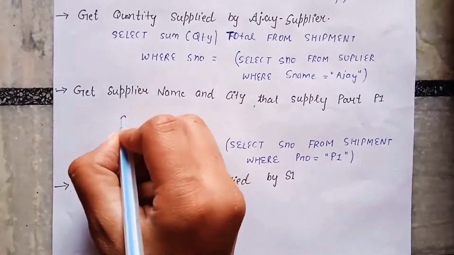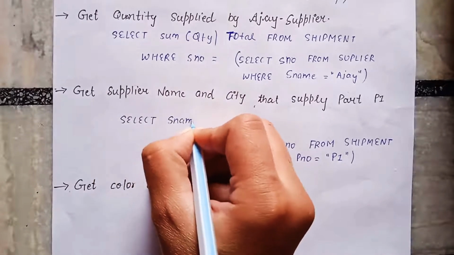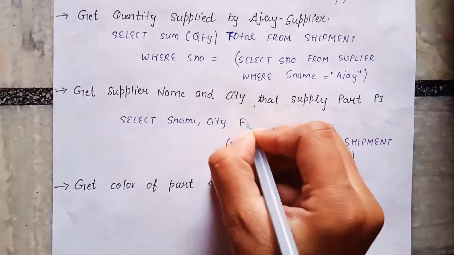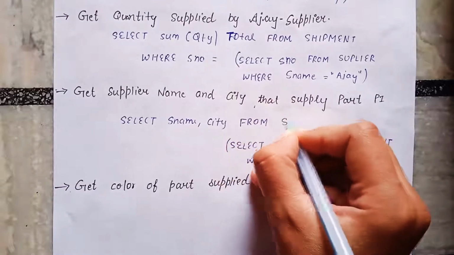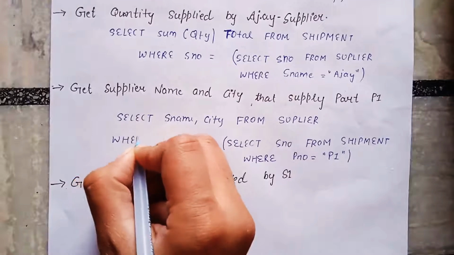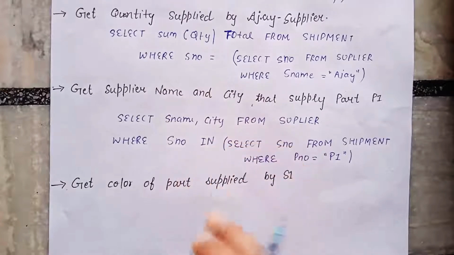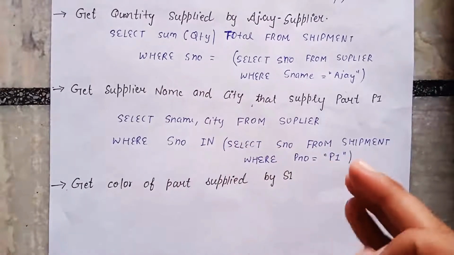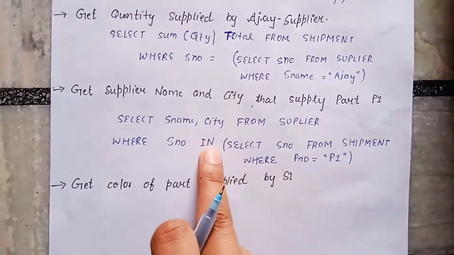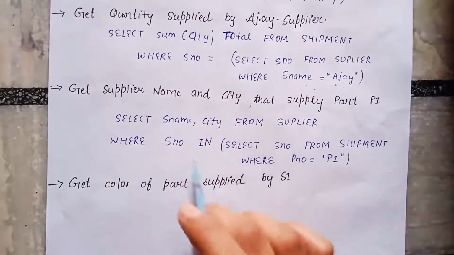So we will write the query like this: select S name, city from, the table is what? Supplier. Okay, where S number in. Now I have written over here "in" because this query may return more than one value. So if there are multiple results, we cannot write equal to here, because equal to always matches only one value, so we cannot make use of equal over here.